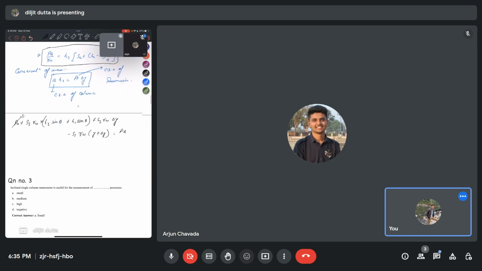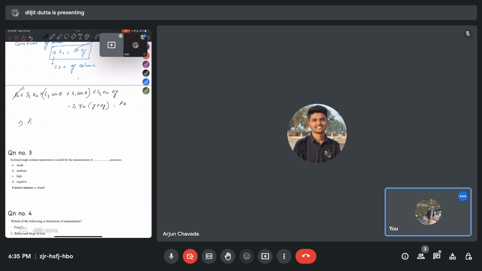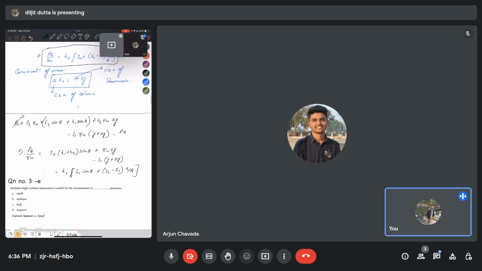So PATM is taken as 0. So what we will have is PA by gamma W as 2, and after the final equation we will obtain H2 into S2, if we replace that again small a by capital A.